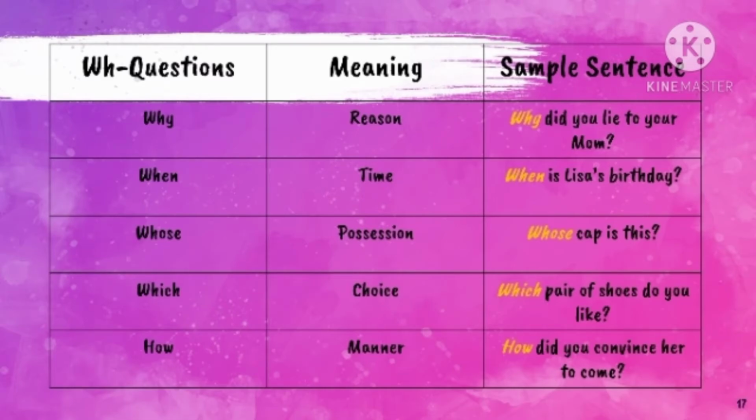Next, we have the WH question whose. This question asks for a possession. For example, whose cap is this? Next, we have the WH question which. Which asks for a choice. For example, which pair of shoes do you like? And lastly, we have the WH question how. It asks for a manner. For example, how did you convince her to come?